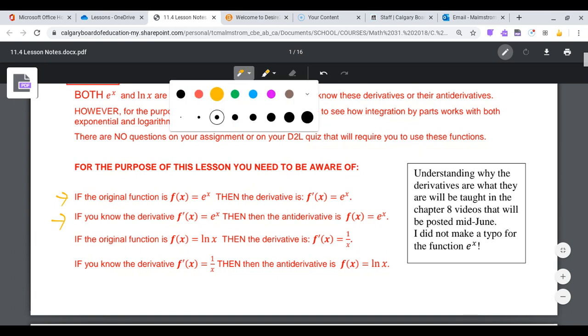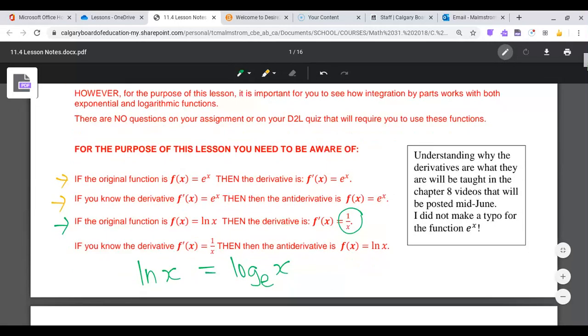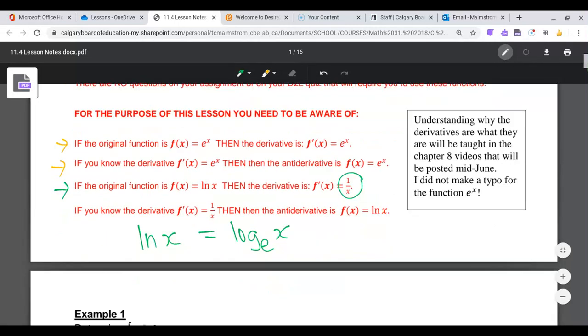Now ln x, if you weren't aware, is log x with a base of e. It's the natural logarithm. It's used so often it has its own special name so that you don't have to write log base e each time. If the original function happens to be ln x, then its derivative is 1 on x. If you know the derivative, then of course the antiderivative will be ln x. Just a couple of little notes. We'll look at the ln x a little bit more in one of the examples ahead.